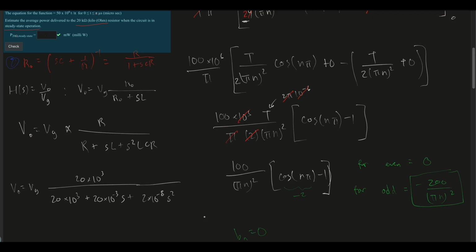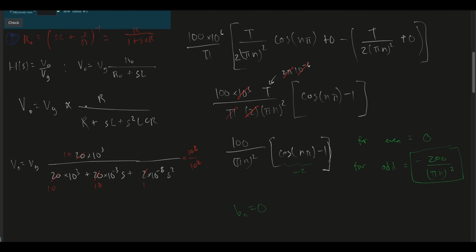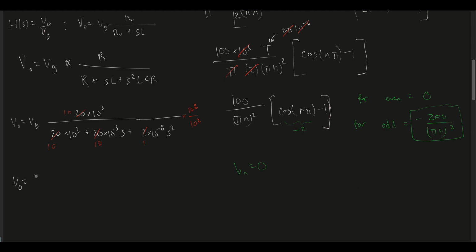Now, we want to get our S squared by itself. To do that, there's two things we can do, and I'm going to do them separately. First, I'm going to divide everything by 2. So this is going to become a 1, this is going to become a 10, this is going to become a 10, and this is going to become a 10. Now, I'm going to multiply the top and bottom by 10 to the 8th, and that's going to simplify. So that's going to give us a V naught equal to Vg, multiplied by, if we combine everything up top together, a 10 to the 12th. On the bottom, we're going to have a 10 to the 12th, plus 10 to the 6th times S, plus our S squared. So this is what we have.